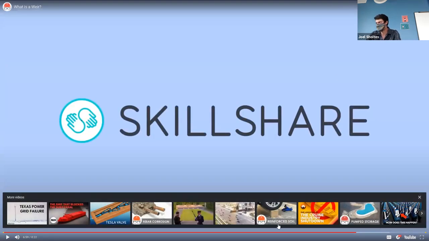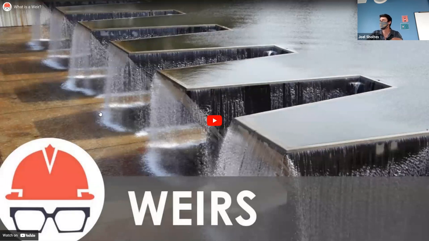What do you think? I like those. Those are beautiful. That'd be real refreshing down there during the summertime. Has anyone seen these kinds of weirs before?